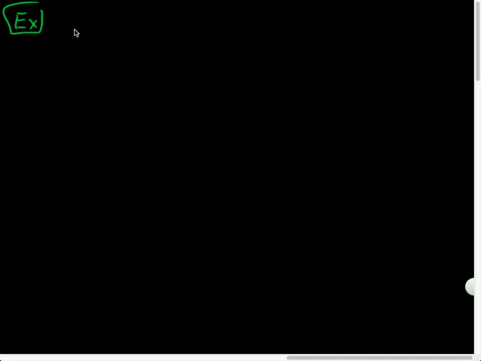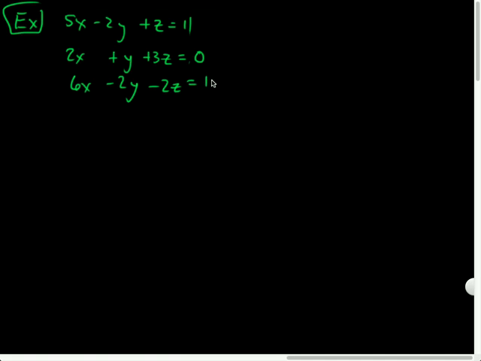So let's say I had this. What if I have 5x minus 2y plus z equals 11? Let's say I have 2x plus y plus 3z equals 0, right? And let's say I have 6x minus 2y minus 2z equals 16. Bam. System of 3. Okay, I'll let you guys finish writing.